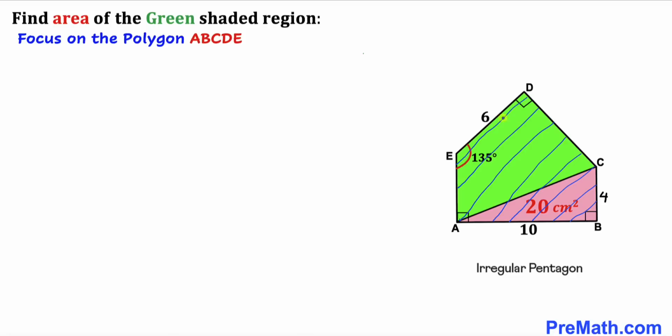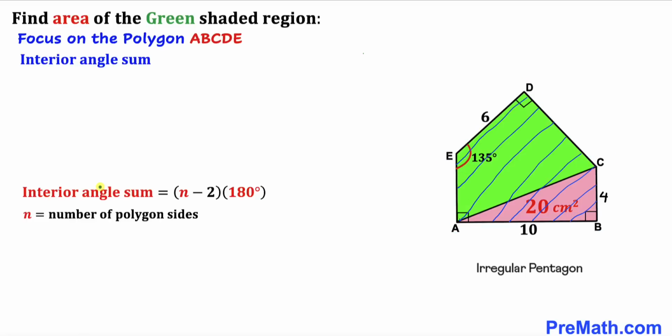And here's our next step. Let's focus now on this polygon ABCDE. Our task is to calculate the sum of all its interior angles. This angle, this one, this one, this one, this one, and this one. We are going to add them up. And now let's recall the interior angle sum formula. Interior angle sum equals n minus 2 times 180 degrees, where n represents the number of polygon sides. And since we are dealing with this five-sided polygon, the n value is going to be 5.